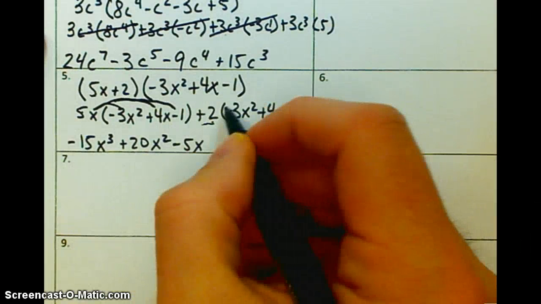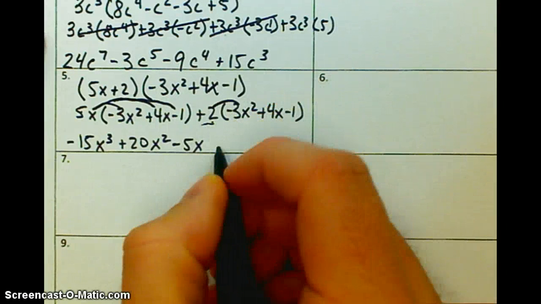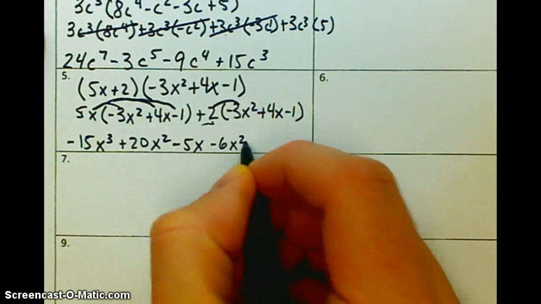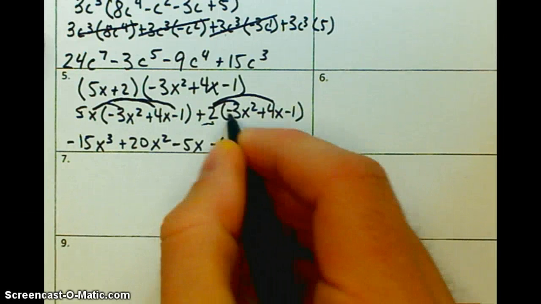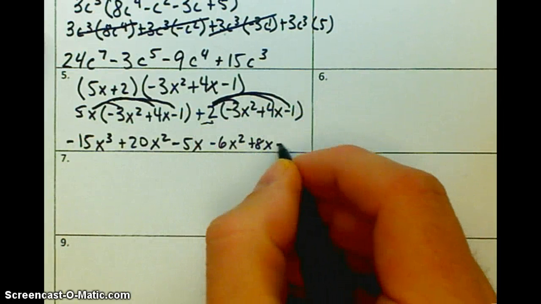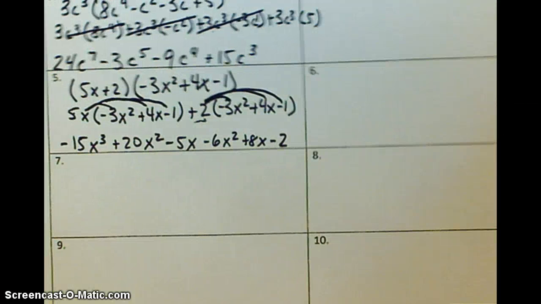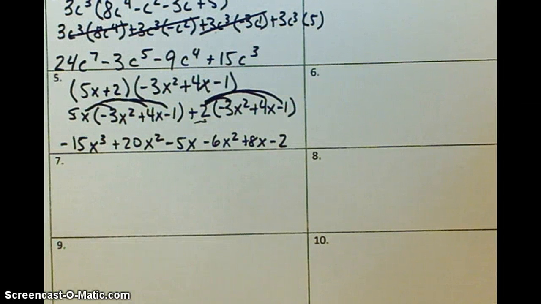Now what I do is the second set. So 2 times negative 3x squared is just negative 6x squared. 2 times 4x is plus 8x. Then 2 times negative 1 is just negative 2. Now looking at this problem right here, we're not completely done.